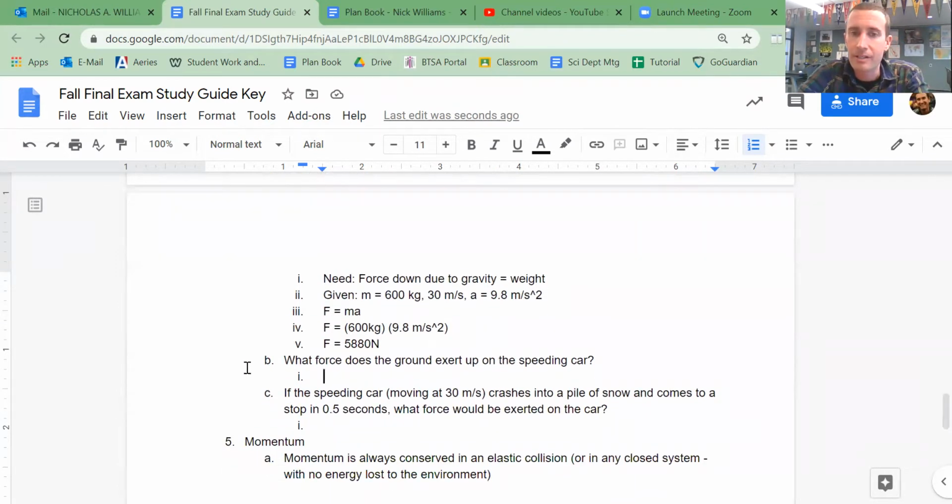Part B. What force does the ground exert up on the speeding car? Pause and answer.